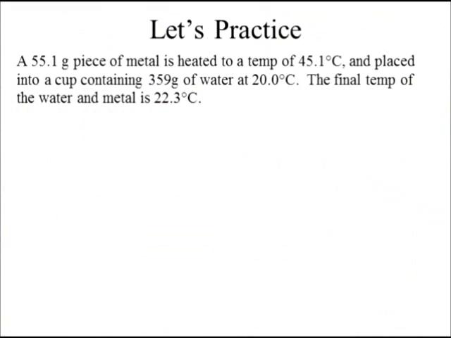All right, so let's start here. I've got a 55.1 gram piece of metal. It's heated to a temperature of 45.1 degrees Celsius and placed into a cup containing 359 grams of water at 20 degrees Celsius. The final temperature of the water and the metal is 22.3 degrees Celsius. So what do I have to do? First, how much heat energy did the water absorb?